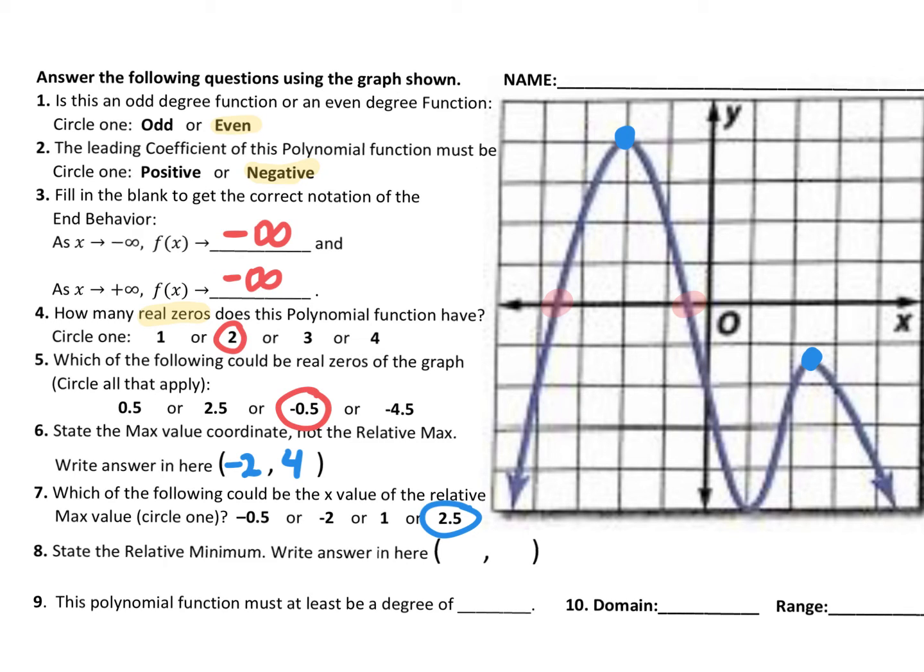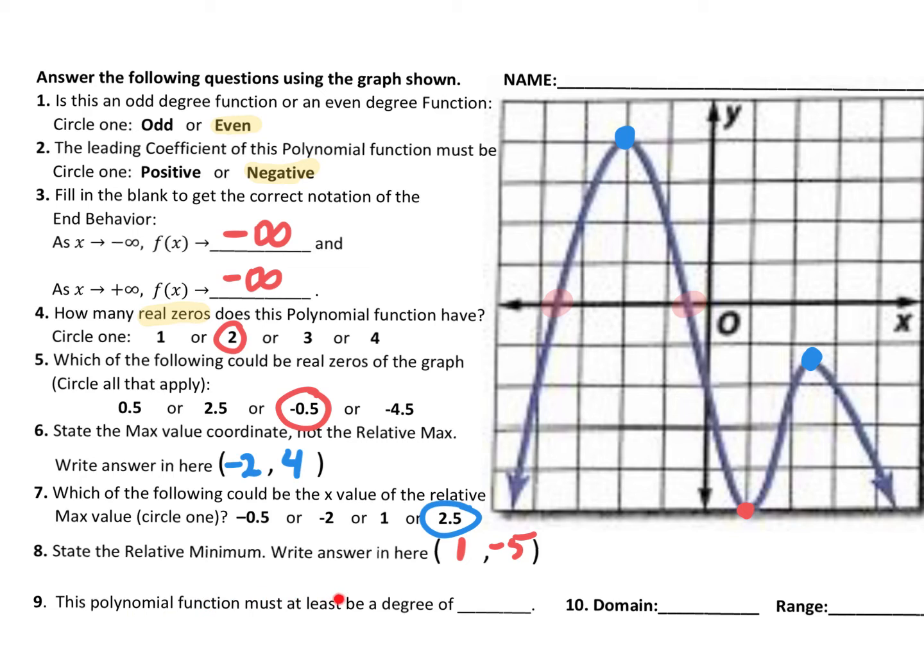Number 8, state the relative minimum value. Write the answer here as a coordinate. What is the relative minimum value? So the relative minimum value is down here, and that location is 1, -5. That's your relative minimum. It's not the absolute minimum because it does go further down. It's just the lowest point relative to this curve right here. Okay.